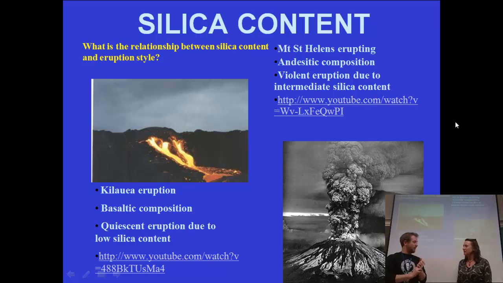We're going to check out Mount St. Helens. Okay. And Mount St. Helens was a mountain, or a volcano, that erupted in 1980 in Washington. Yeah. And it was andesitic composition, so that means it's intermediate, right?